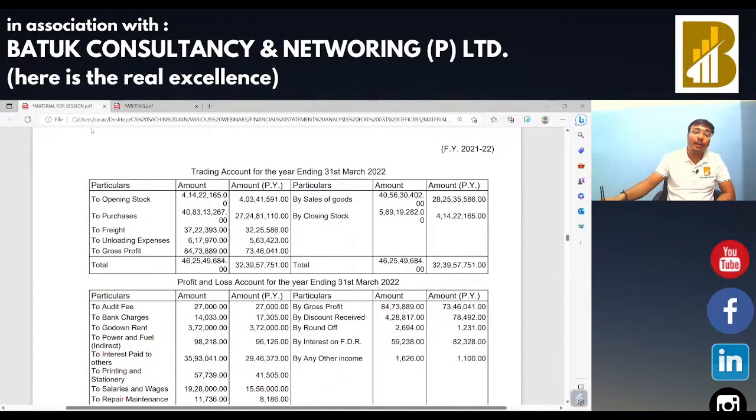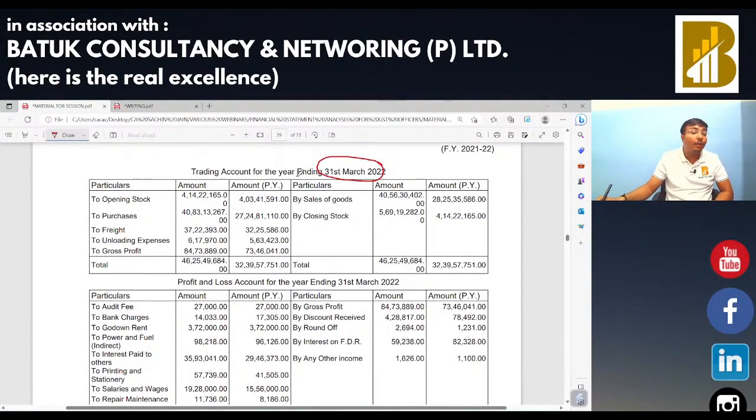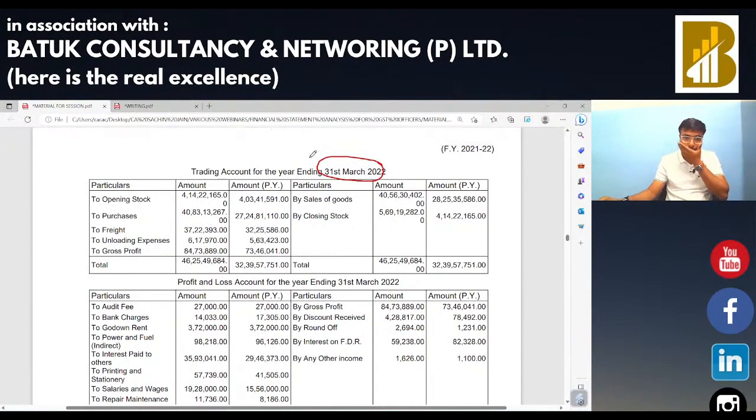Sir, next, the trading account for the financial year ending on 31st March 2023. Now I am going to discuss the things which are different in nature. Okay. Sir, in that particular case, last year sales was 28 crore. Current year sales is 40 crore.